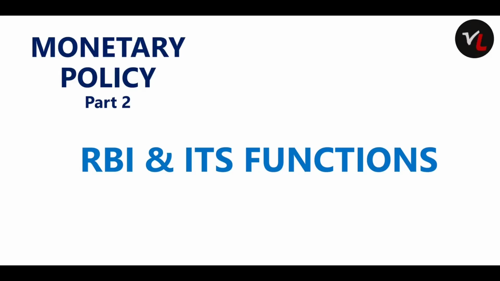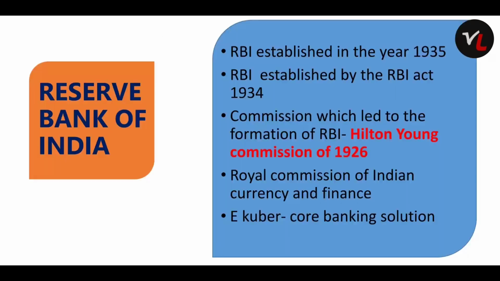Today we will discuss the Reserve Bank of India and its functions. The Reserve Bank of India was established in the year 1935. RBI was established by the RBI Act 1934. The commission which led to the establishment of RBI was the Hilton Young Commission of 1926. It was otherwise called the Royal Commission on Indian Currency and Finance. E-Kuber is the core banking solution of the Reserve Bank of India.